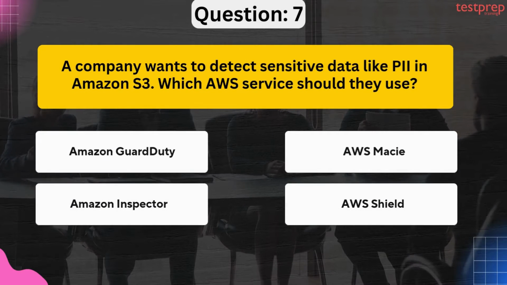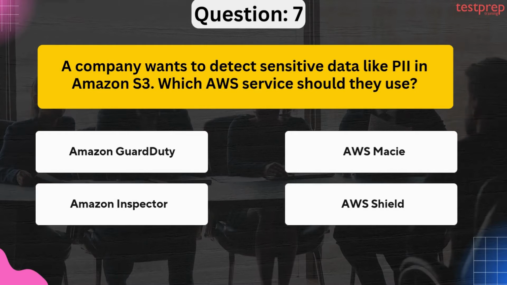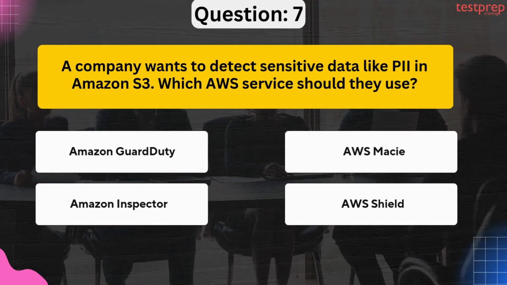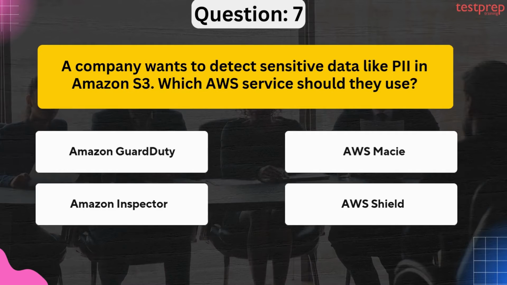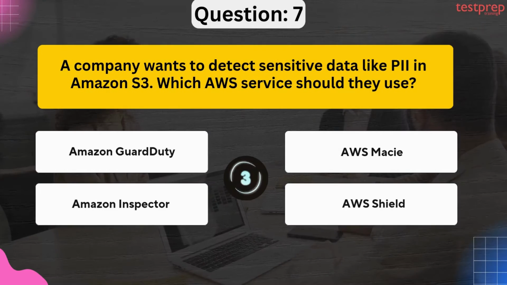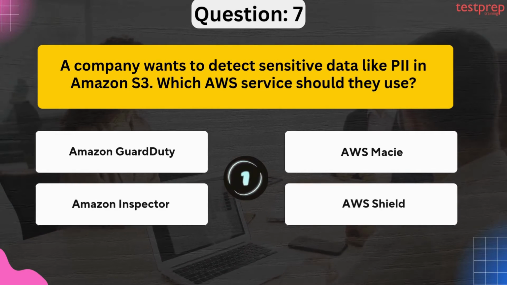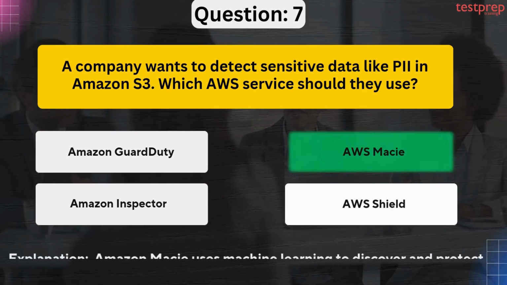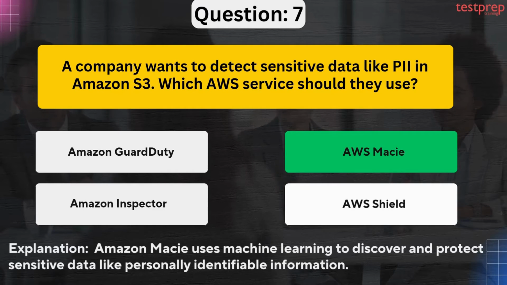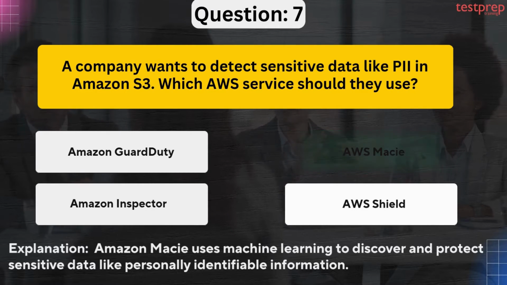Question 7. A company wants to detect sensitive data like PII in Amazon S3. Which AWS service should they use? The correct answer is AWS Macie. Amazon Macie uses machine learning to discover and protect sensitive data like personally identifiable information.